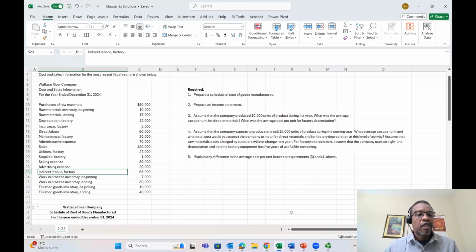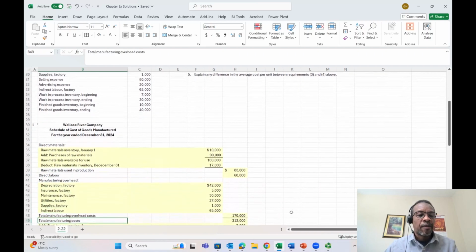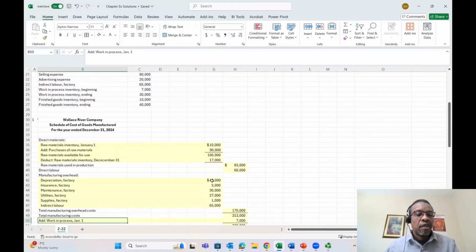Indirect labor, factory is a part of manufacturing overhead, and the rest is between inventory for work in process and finished goods, right? So we have identified the ones that would be part of manufacturing overhead. So again, depreciation, insurance, maintenance, factory utilities, factory supplies, and indirect labor.